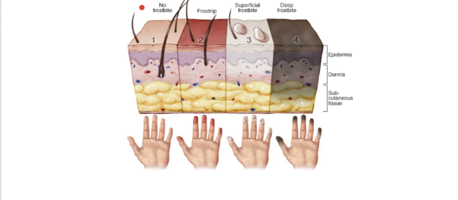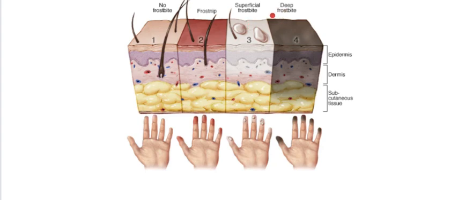So just a quick review of what we've gone through. The first stage, no frostbite, no damage whatsoever, as seen on the graph here. Second stage, frost nip, only surface level skin damage; skin turns red, numb, or has a prickling sensation. Superficial frostbite, as you can see, reaches a bit deeper into your skin tissues, and this is when your skin turns pale and blisters may appear.